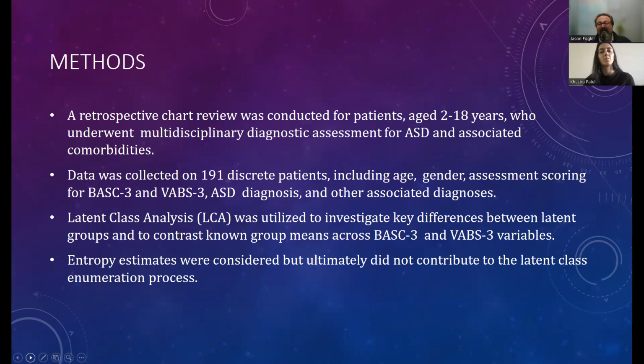And to achieve our objectives, we completed a retrospective chart review at the Western Michigan University Homer Stryker MD School of Medicine Pediatric Autism Center for patients between the ages of 0 and 18 years who had undergone a multidisciplinary diagnostic assessment for autism and other associated comorbidities. In this, we collected data such as age, gender, assessment scoring on the BASC and the Vineland, autism diagnoses, and other associated diagnoses for 191 discrete patients. And then latent class analysis was utilized to investigate any key differences between latent groups, and then to contrast groups with and without autism across different subscales on the BASC and the Vineland.